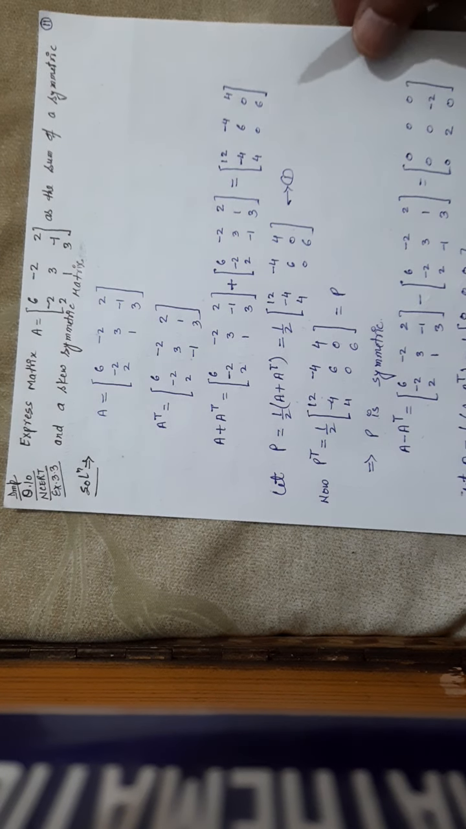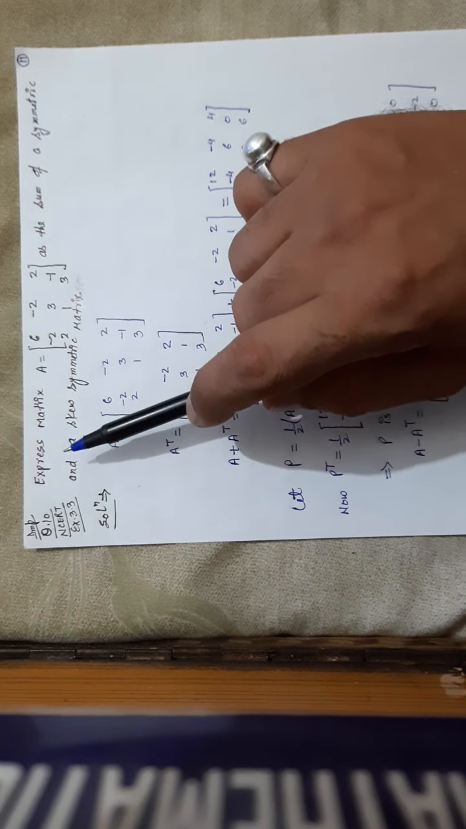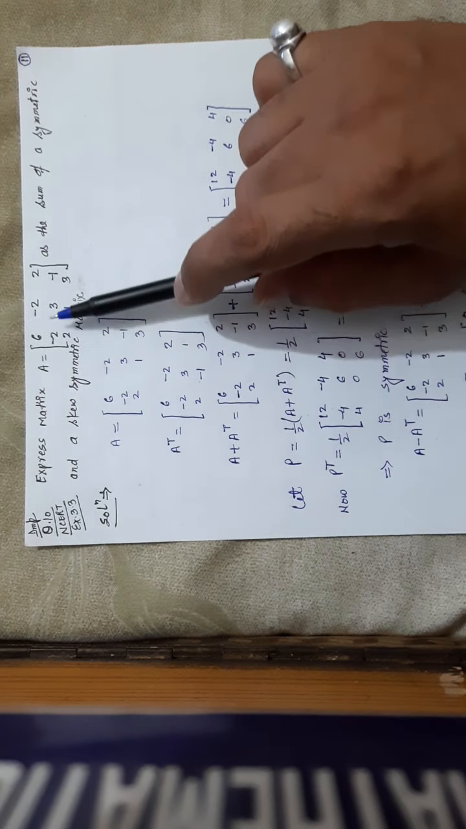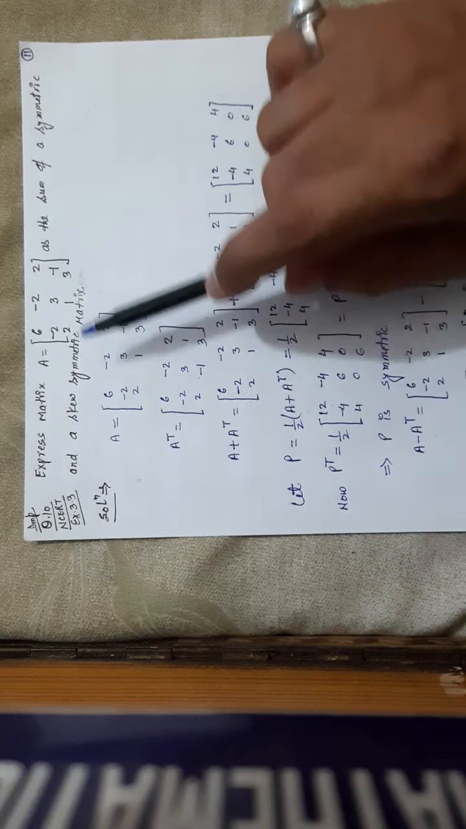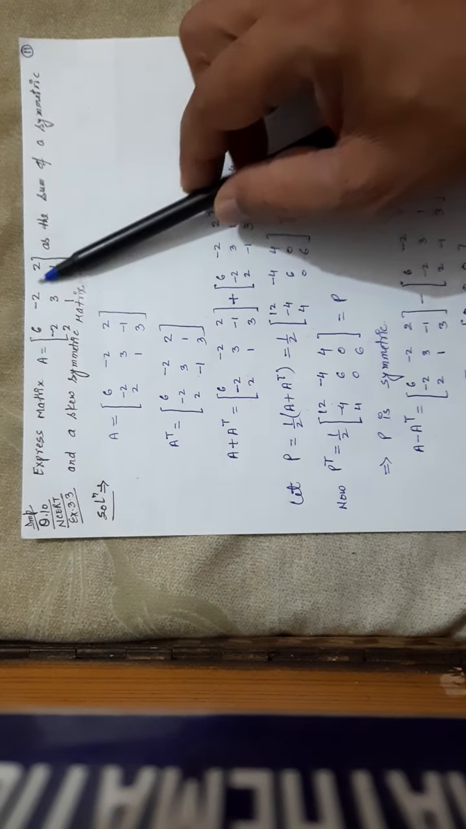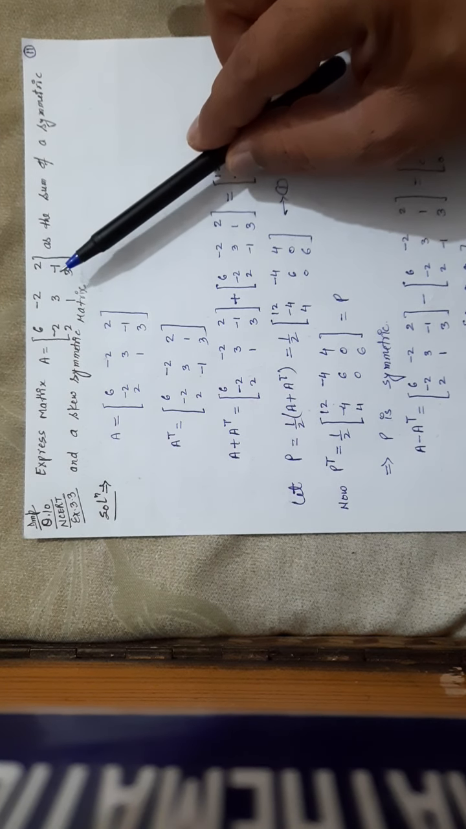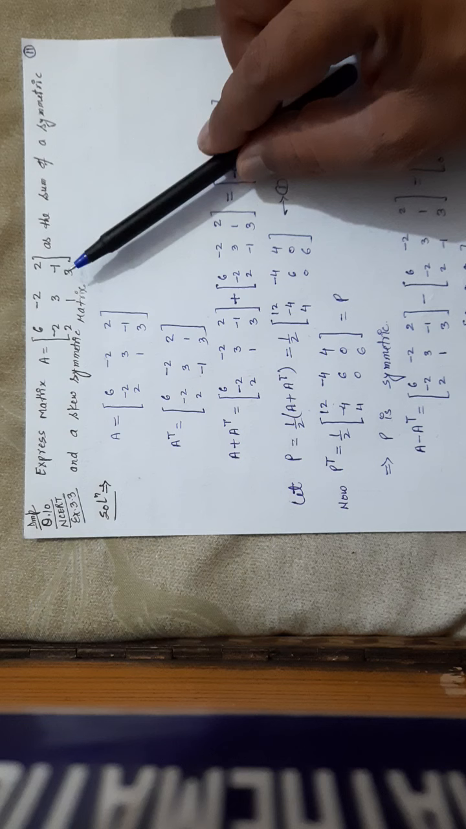We have done exercise 3.3 up to question number 8. Now come to question number 10, which is an important topic for you. Express matrix A as the sum of a symmetric and a skew symmetric matrix. This is matrix A, and we have to express this matrix as the sum of a symmetric and a skew symmetric matrix.